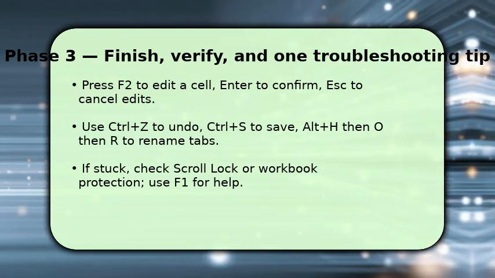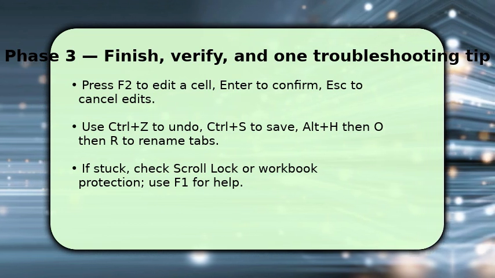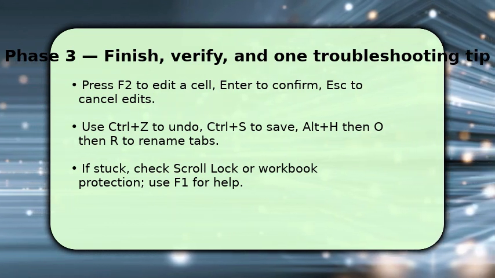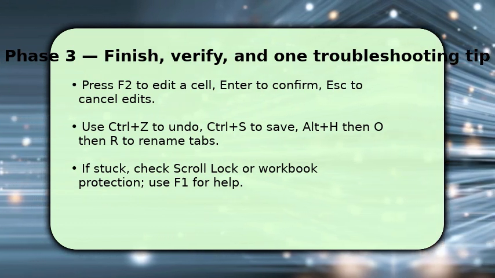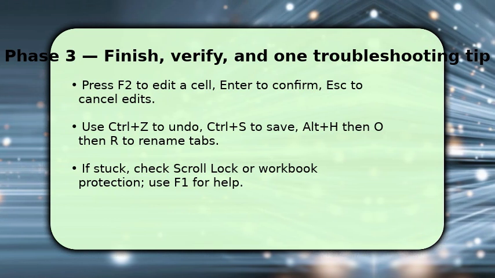Once changes are made, save with Ctrl plus S and undo mistakes instantly with Ctrl plus Z. To rename a sheet without the mouse, press Alt plus H, then O, then R and type the new name.